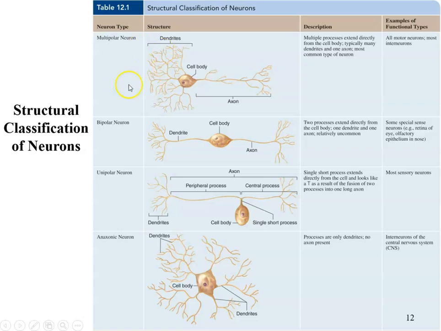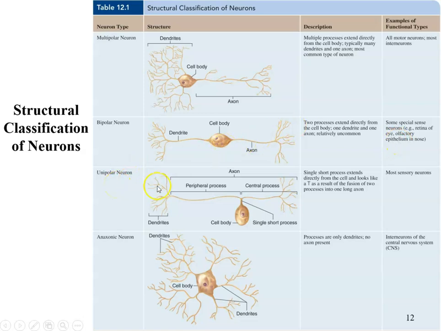So here we have an example of the multipolar neuron. You have many, many dendrites coming off of the cell body or the soma and one axon. Here's the bipolar neuron. You have the cell body here and you have two processes extending directly from the cell body, one dendrite and one axon.